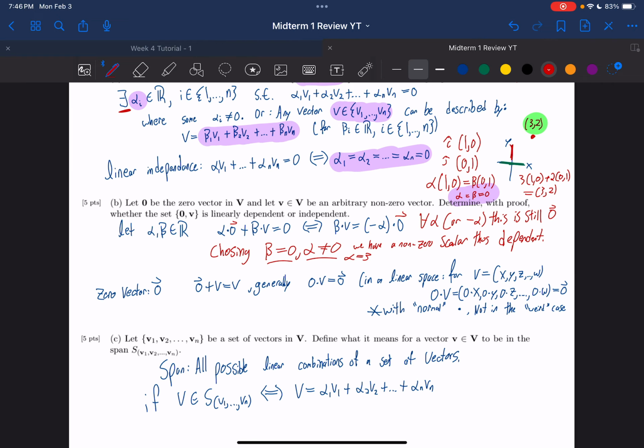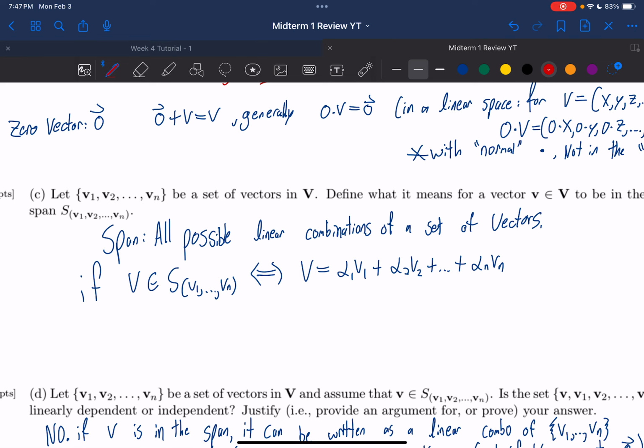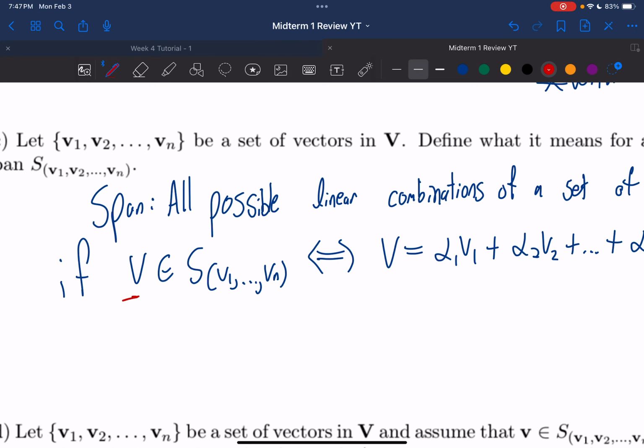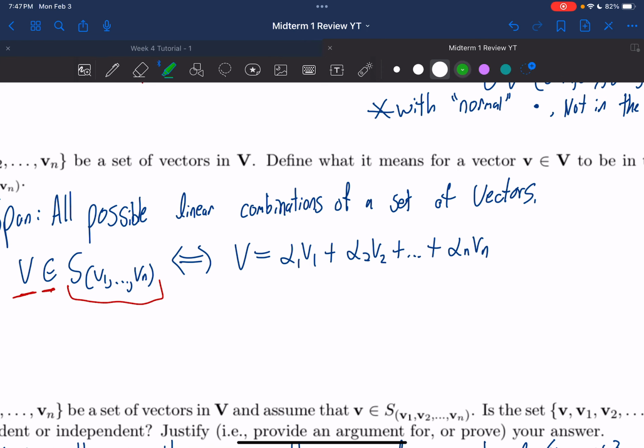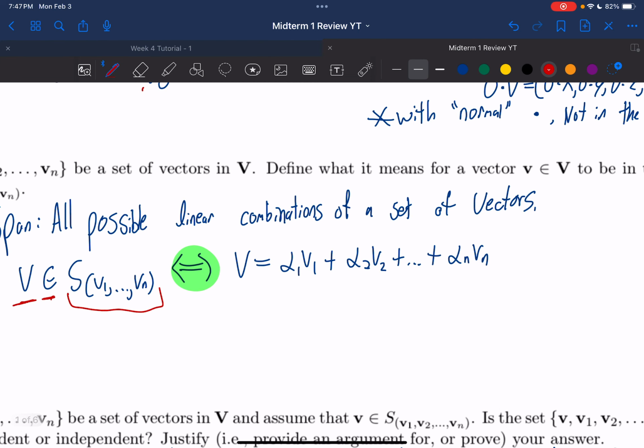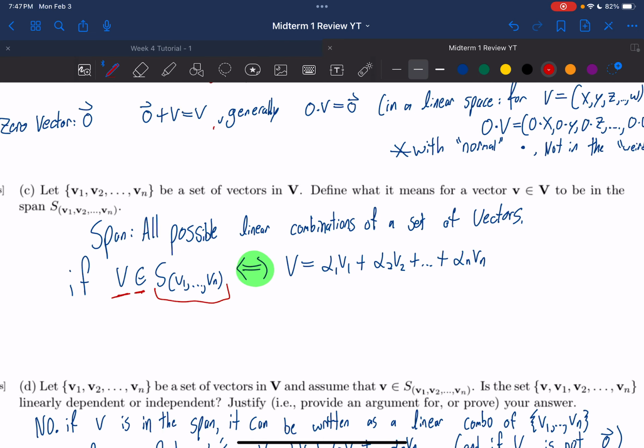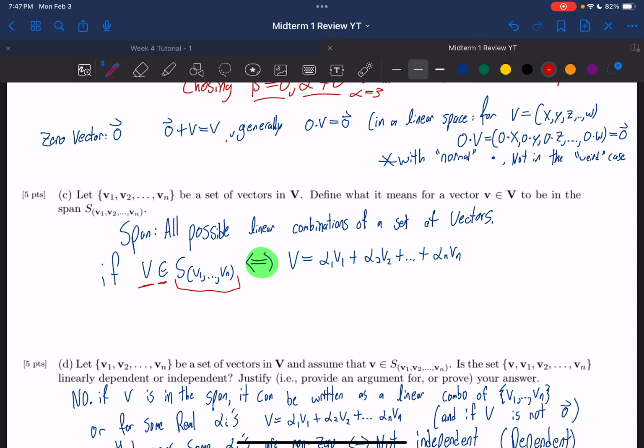Okay, so diving into our next definition here, the span is essentially all possible linear combinations of your set of vectors. In rigorous mathematical terms, if a vector v is an element of the span of the vectors v1 to vn, that is equivalent, also known as if and only if when you see it in a proof, to saying that vector can be constructed as a linear combination of the others, or by adding and scaling your other vectors. v is equal to alpha 1 times v1, added all the way up to alpha n times vn. So that's what it means for a vector to be in the span of something.